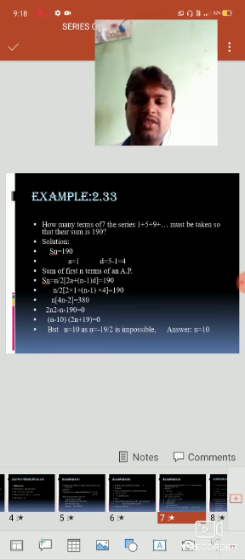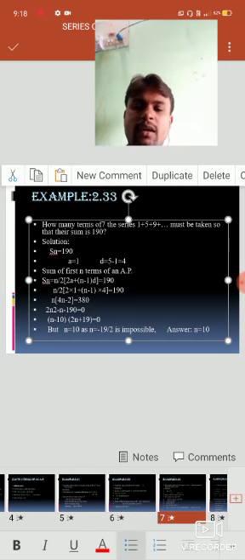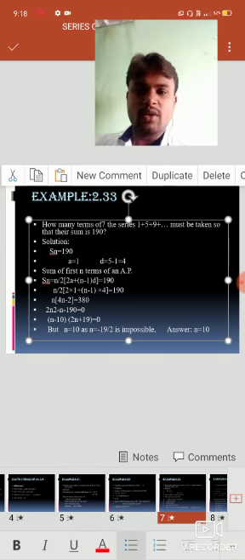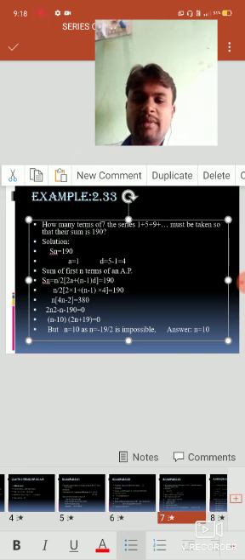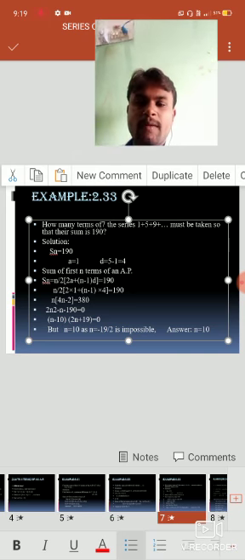This is solved by the factorization method. So for 2n square, using the cone method, the final answer is (n minus 10) and (2n plus 19) is equal to 0. But n is equal to 10 and n is equal to minus 19 by 2 is impossible. So the final answer is n is equal to 10.